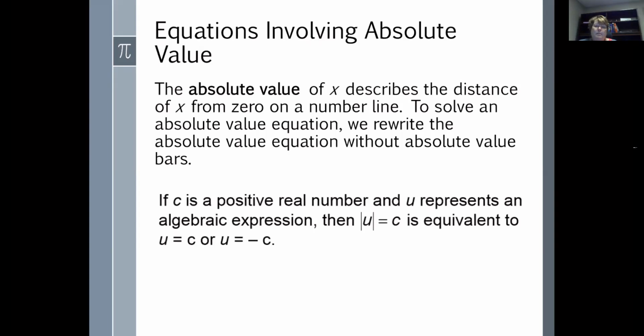If c is a positive real number and u, again, here comes the u again, u is an algebraic expression. Whenever you see the variable u used in algebra, it's usually going to be used to represent some algebraic expression. What's an algebraic expression again? An algebraic expression is a combination of variables and numbers using addition, subtraction, multiplication, and division. All right, so we have the absolute value of u is equal to c.